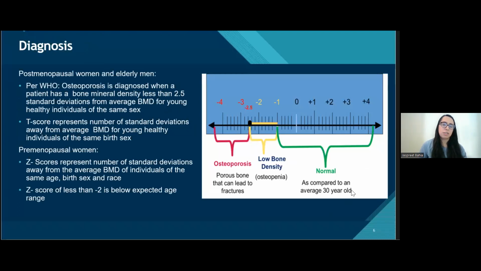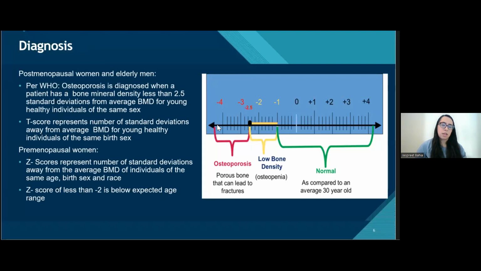If you turn your attention to the figure, if your patient's T-score is -2.5 or lower, they're in the osteoporosis category. If their T-score is -1 to -2.5, they're in the osteopenia or weak bones category. And if their T-score is -1 or above, then they have normal bone mineral density.